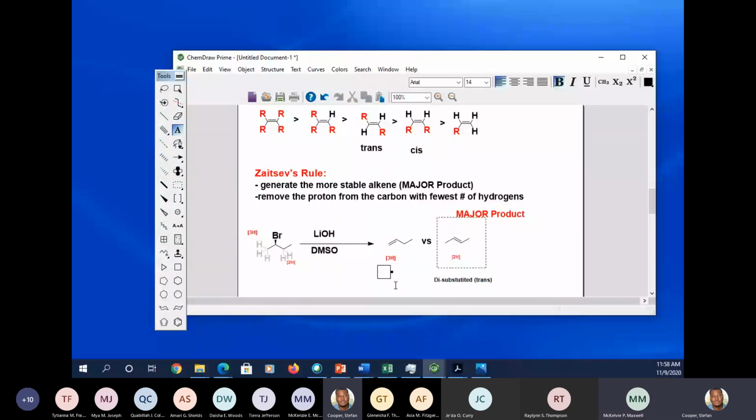What about the other one, the first one drawn for the 3H side? I have a question. Yep, go ahead. How did you know that it was trans? Yeah, because the 2 groups are opposite each other, right? This one's on the top face. Can you see this imaginary line right here? Maybe that helps a little bit.